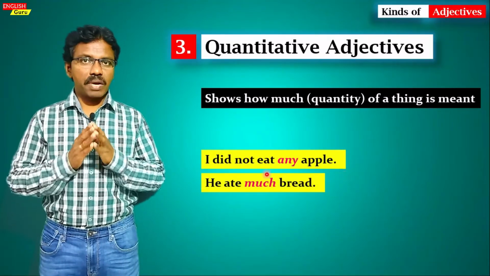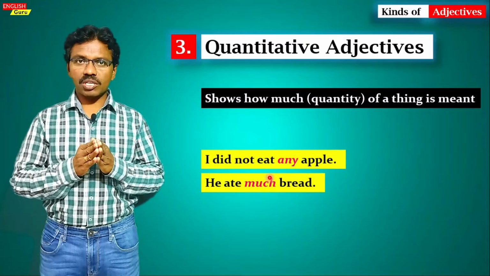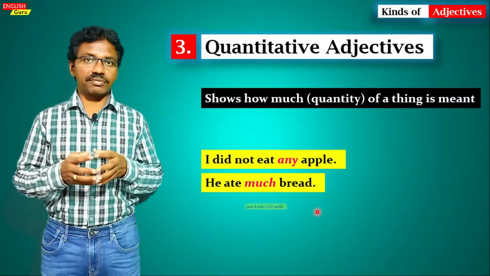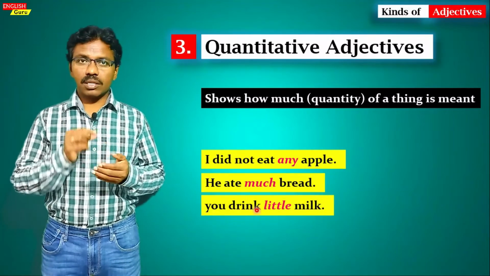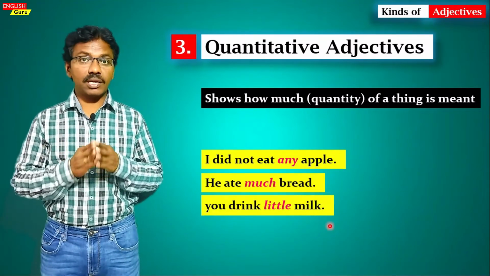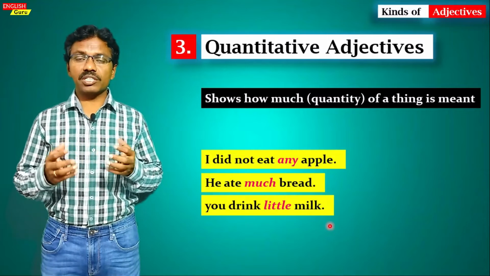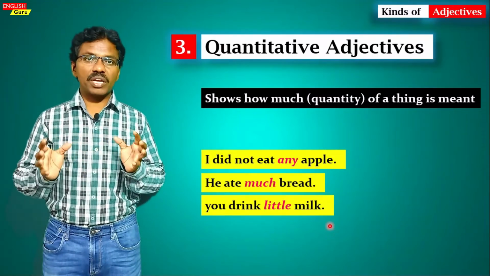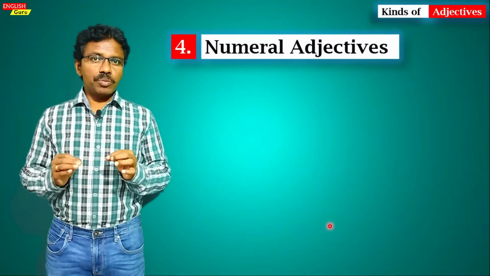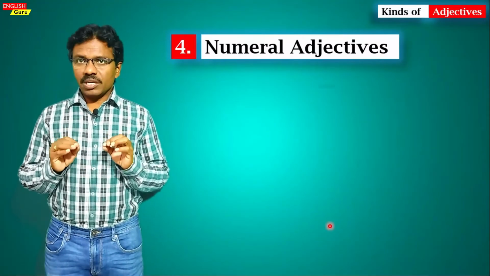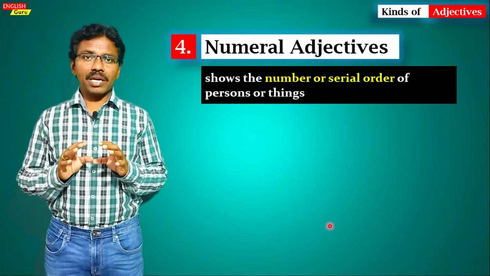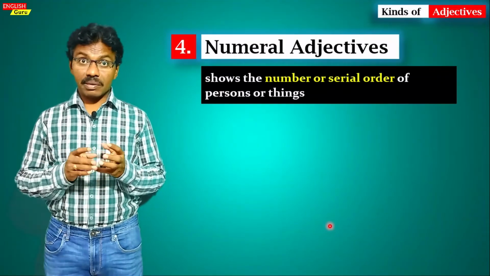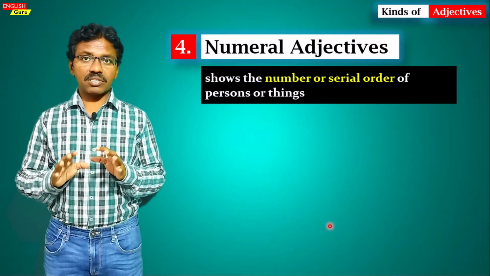He ate much bread. So much is talking about the quantity. So it is a quantitative adjective. You drink little milk. Little, qualifying milk, it's a noun, and little is a quantity. So it's a quantitative adjective. So quantitative adjectives talk about quantity. The fourth one is numeral adjectives. So numerical adjectives show the number or serial order of persons or things.